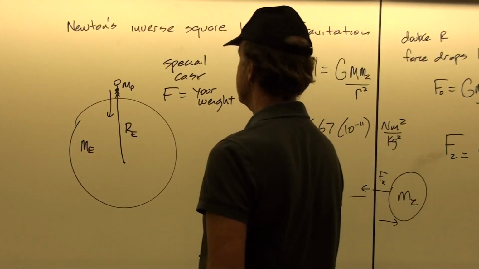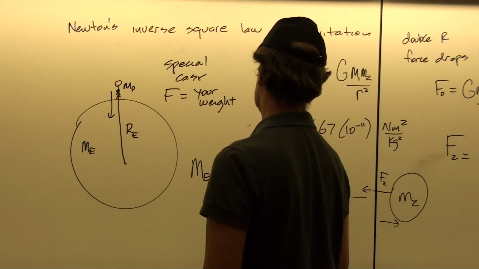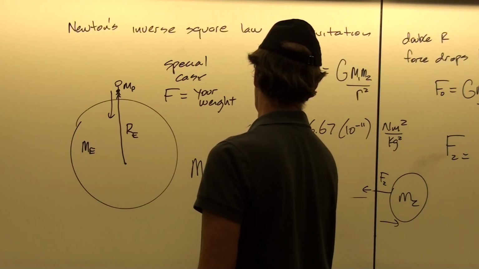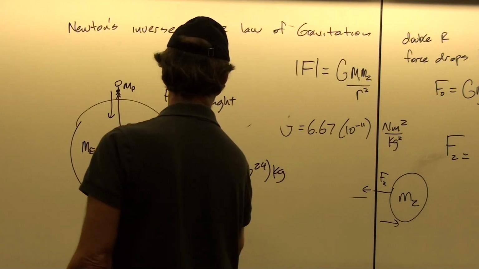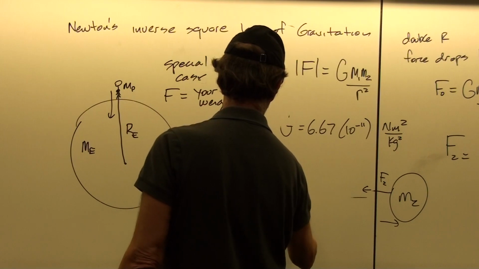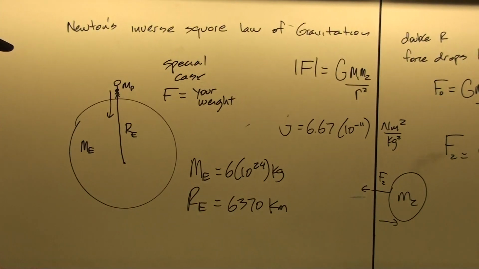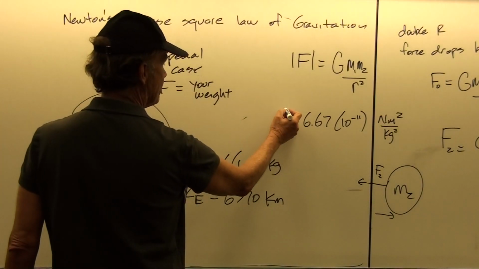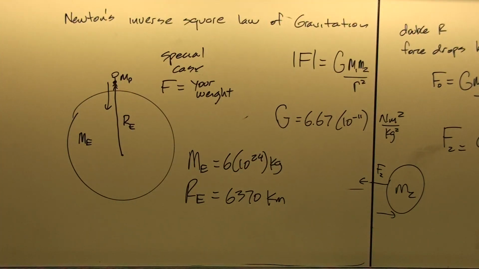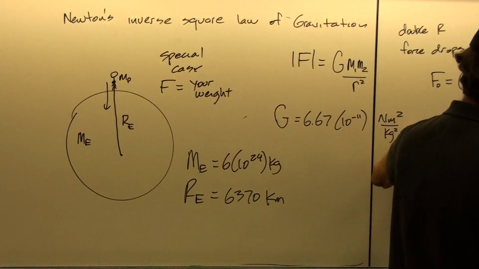Let's work this out, knowing that the mass of the Earth is equal to 6 times 10 to the 24 kilograms, and the radius of the Earth is equal to 6370 kilometers. Kilometers isn't the right unit here, and if I gave that to you on an exam looking like that, you would want to convert that to meters before you go any farther with it. But let's figure out how that would work in this special case using this value for G.